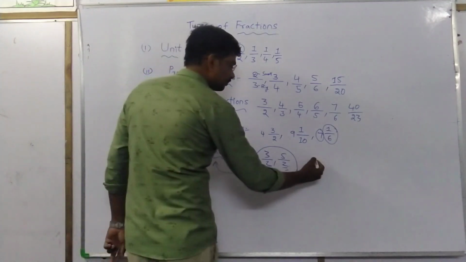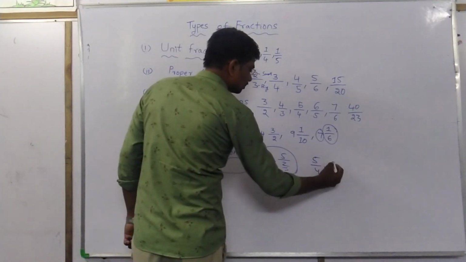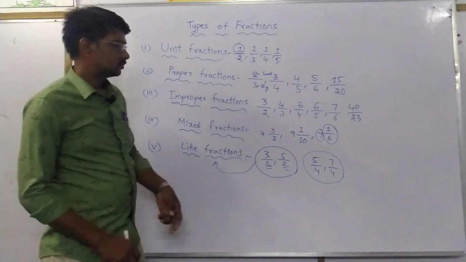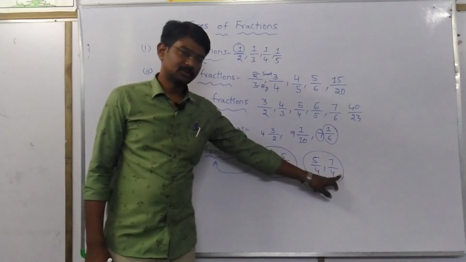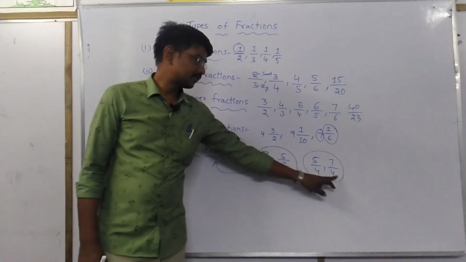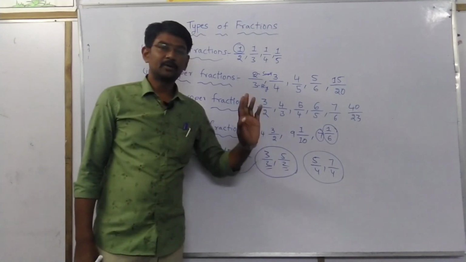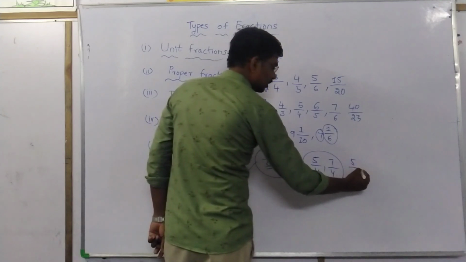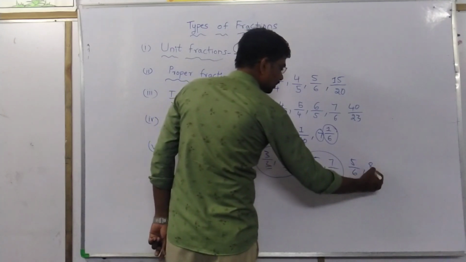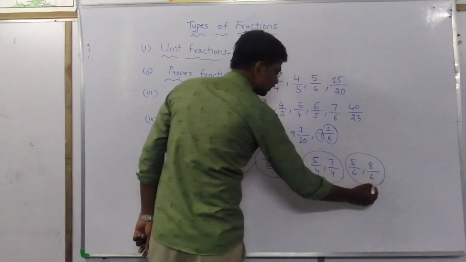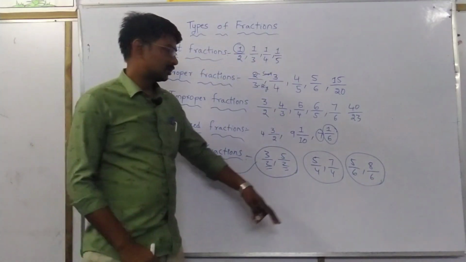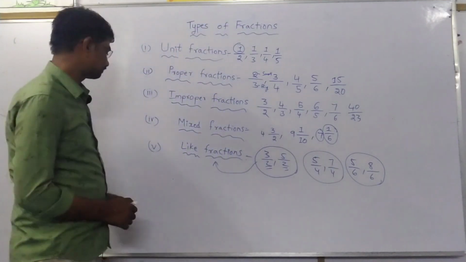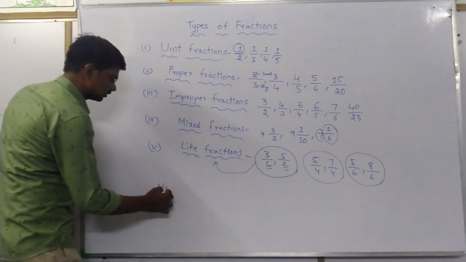One more example, 5 by 4 comma 7 by 4. What is the denominator here? 4, here 4. So, same denominators. The fractions with the same denominators are called like fractions. One more, 5 by 6 comma 8 by 6, same denominators. So, these are also called like fractions. Okay.